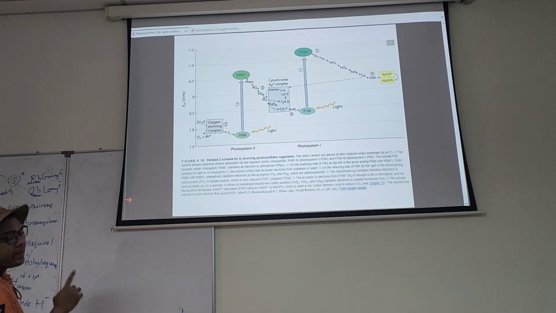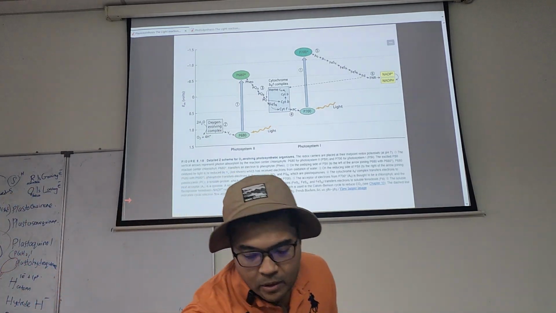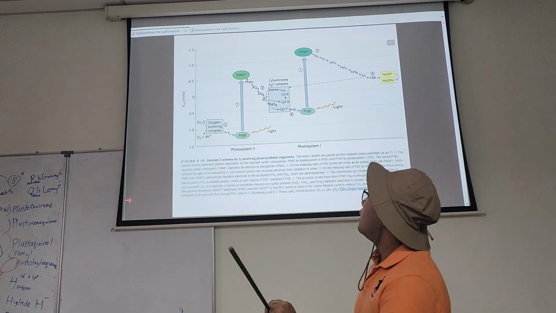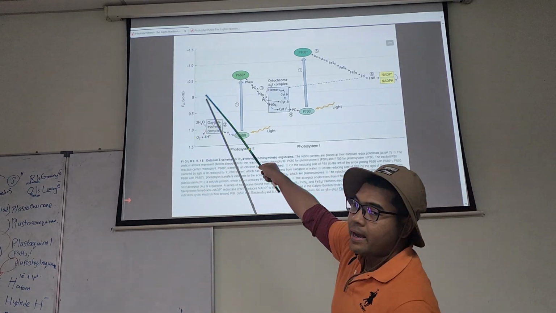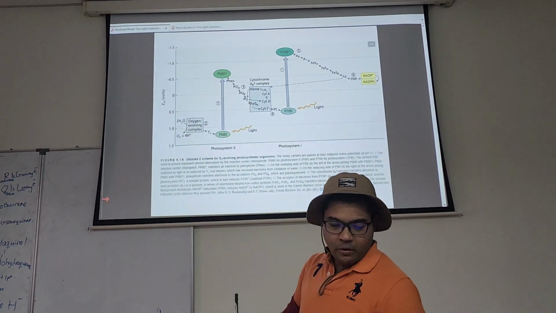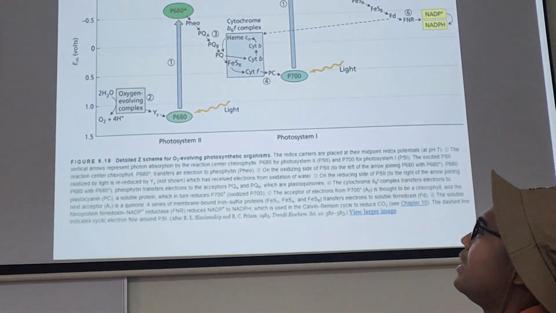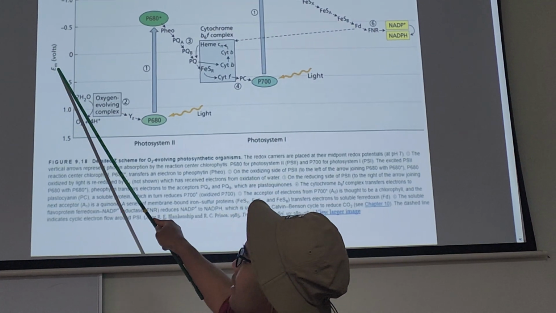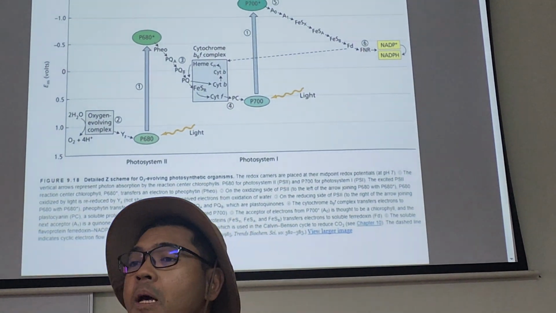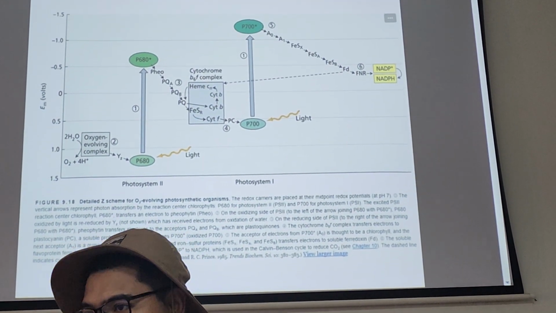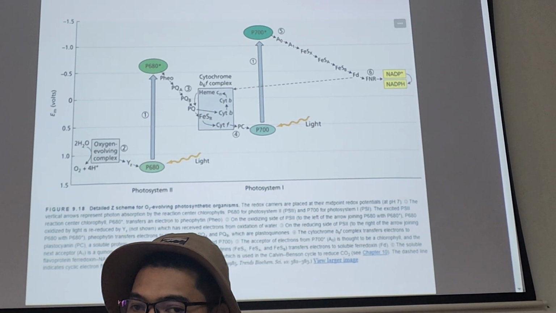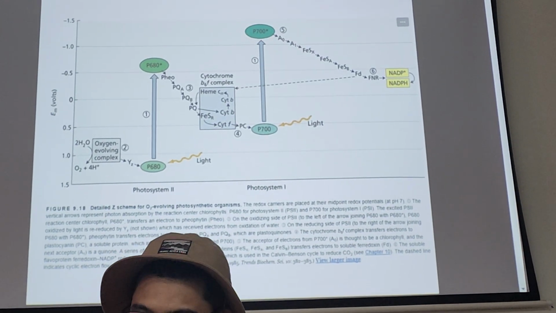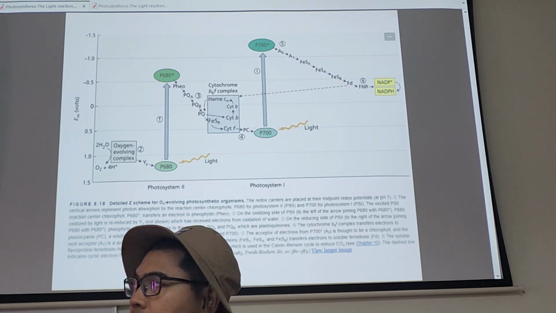Oh, by the way, when you look at the Z scheme here, I forgot to mention earlier this morning. Look at the y-axis. Look at the unit there. What's that? What's M? Midpoint potential. Okay, the energy of midpoint potential in the unit of volts.